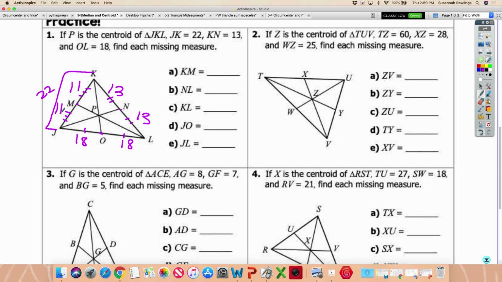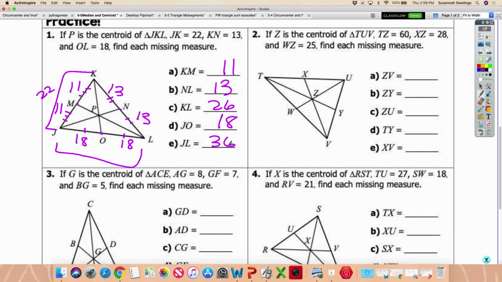KM. KM is what? 11. Now we're just finding them. NL is 13. KL is the whole thing. What do you think we're going to do there? Add them together or multiply by 2, so 26. JO is 18. And JL, what are we going to do there? Add them together to get 36.